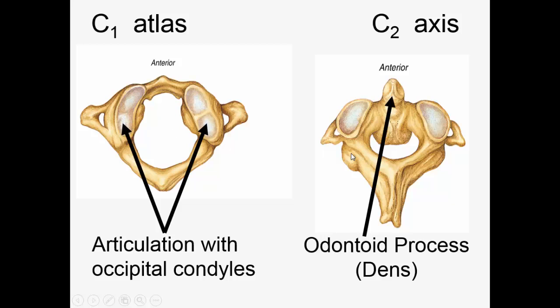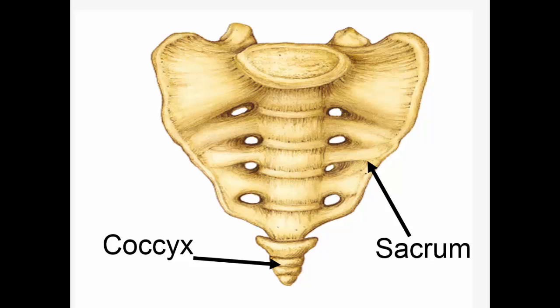The axis has this special projection called the odontoid process, or the dens. It will fit up into this part of the atlas. This will allow the atlas to rotate on the axis, so this is what allows you to shake your head from side to side. The sacrum and the coccyx are formed from fused bones. The sacrum is typically formed from 5, the coccyx from 4.